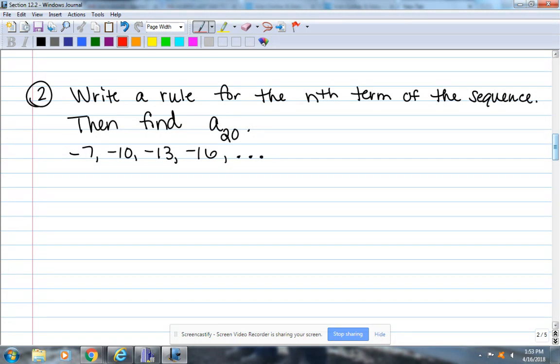So we're starting out -7, then -10, then -13, then -16. What are we doing every time? We're going down by 3. So our D, our common difference, is -3, right? Because adding -3 is the same thing as subtracting 3. So there's my common difference. And we're going to use this formula, A sub n equals A sub 1 plus n minus 1 times D.